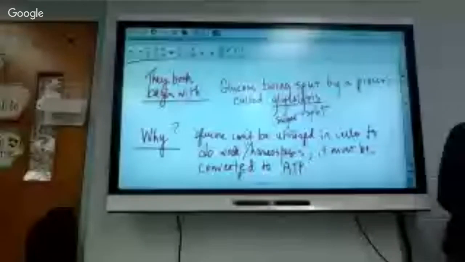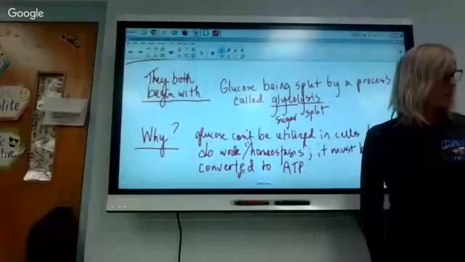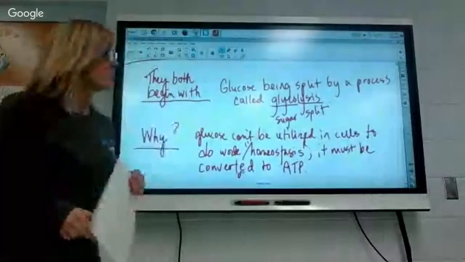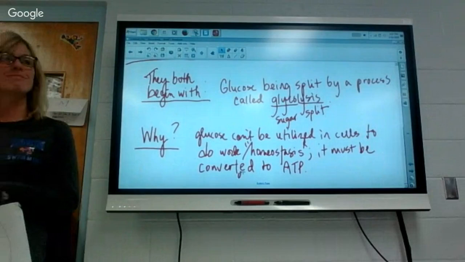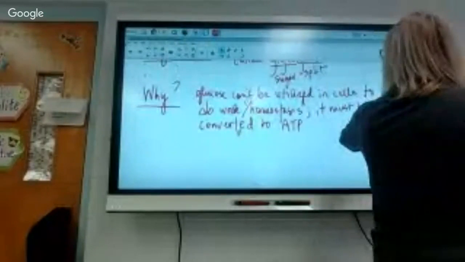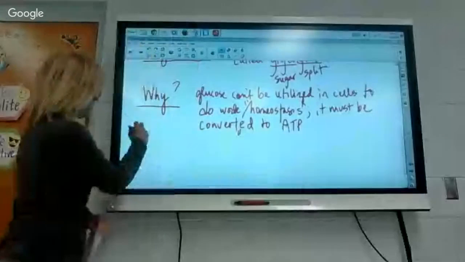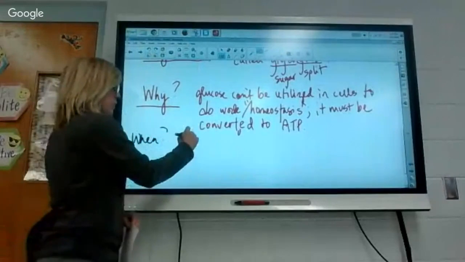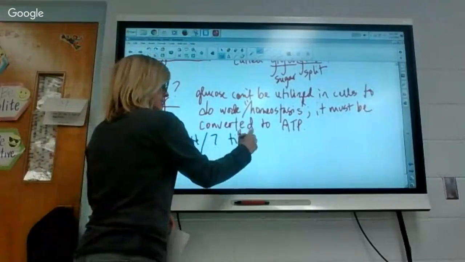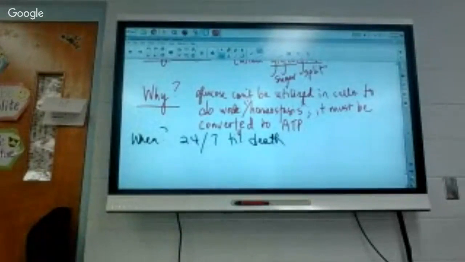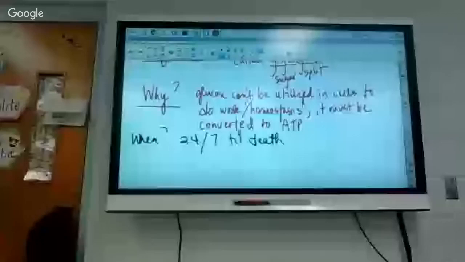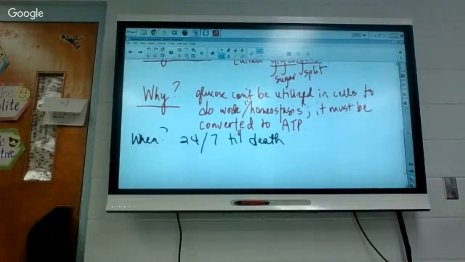So that's the why. When does this happen? When do cells make ATP? Just during the day? At night? 24/7, until death, or at least death of that cell. Whether they have a mitochondria or not, from bacteria all the way up to the most complex animals, all of them have to make ATP from glucose, and they're going to do it until they die.